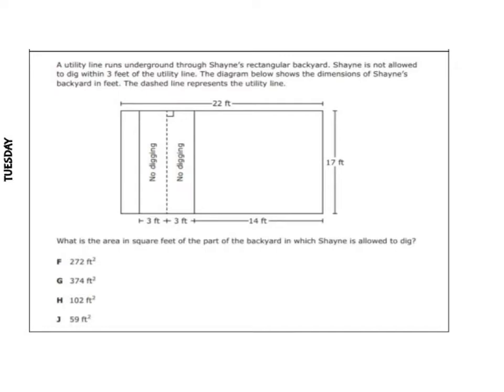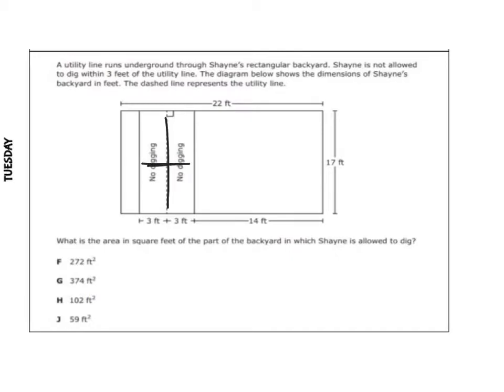So a utility line runs underground through Shane's rectangular backyard. Shane is not allowed to dig within 3 feet of the utility line. The diagram below shows the dimensions of Shane's backyard in feet. The dashed line represents the utility line. So basically, they're telling you this is the utility line, and he cannot dig into those parts.